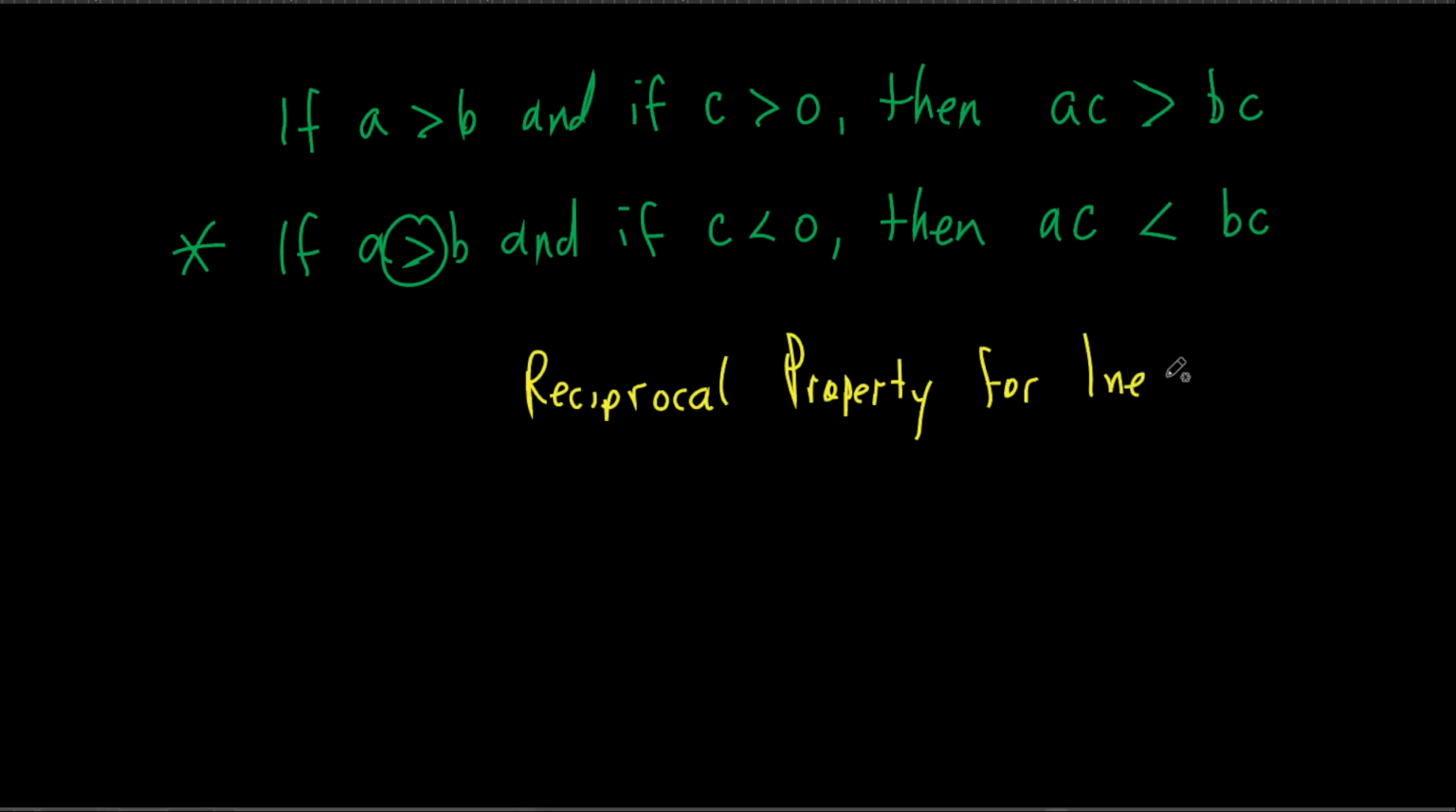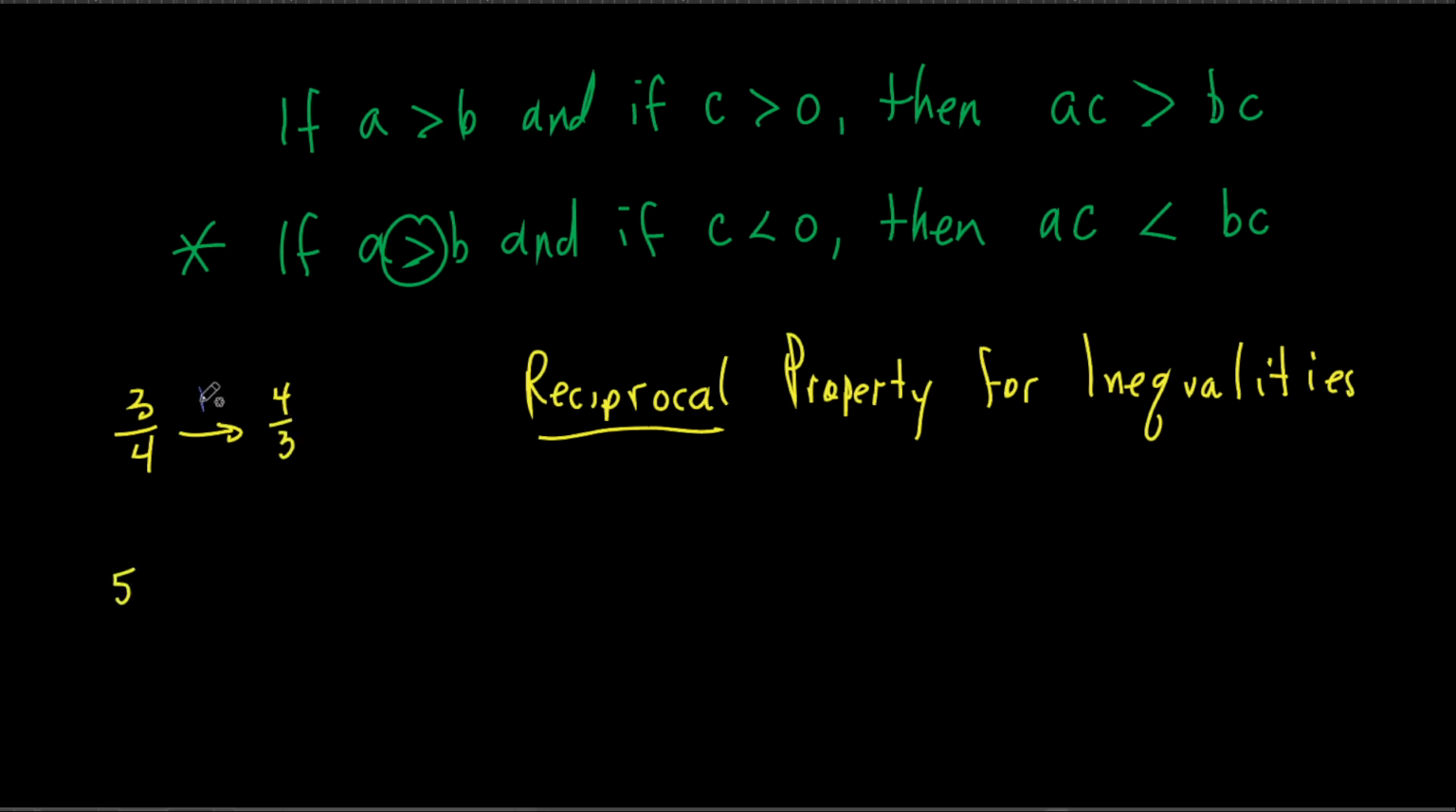For inequalities. Okay? So this is called the reciprocal property. Remember what the reciprocal is. The reciprocal is if you have a fraction or even just a regular number and you flip it. So for instance, 3/4. What is the reciprocal? It's not equal, okay? But what's the reciprocal of 3/4? Well, it's 4/3.